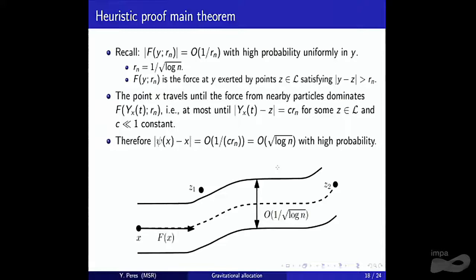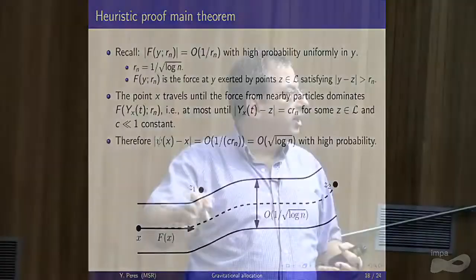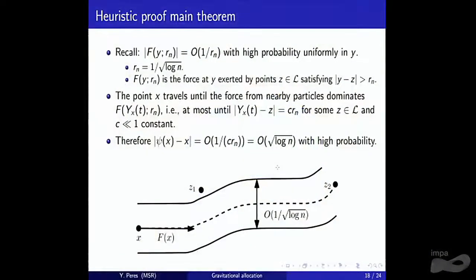And when will a nearby star be attractive enough to deflect it? Only when the force from that local star overcomes the global force. Now, the global force is root log n. The local force is 1 over the distance to the star. So that's why we drew this strip. For a star to be decisive to swallow the point, it has to be within distance 1 over root log n from the path that the particle is following.